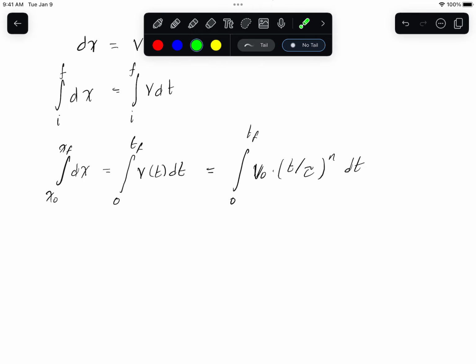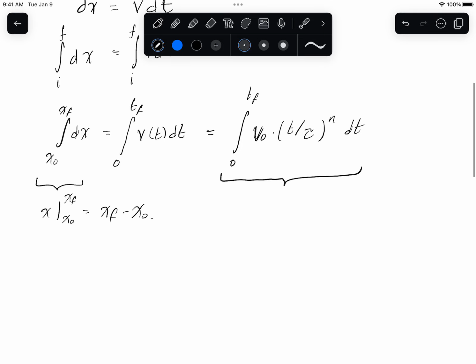And let's go ahead and do these integrals. So let me start with this integral over here. This integral is just going to be the integral of dx. Well, that's just x evaluated between x naught and xf. And this bit is going to be equal to xf minus x naught. So the left-hand side is going to be xf minus x naught. What about this integral? Let's try going through this integral.